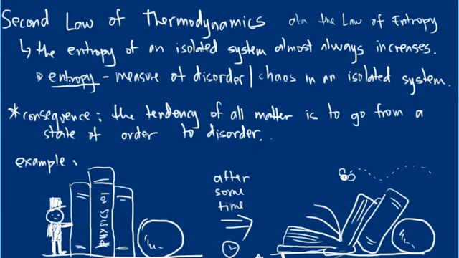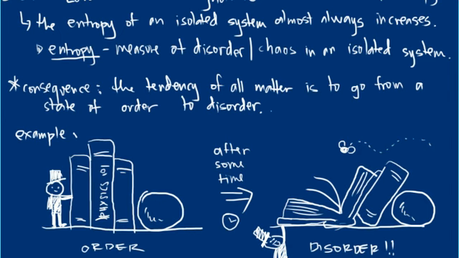So it's the measure of kaguluhan, of course, as we will always observe, the chaos in the system. So what does this law tell us? This law tells us that the tendency of all matter is to go from a state of order to a state of disorder, which is the natural tendency of all things. For example, we would have a room that is neat and tidy, like over here. And then after some time, entropy would take over, and it would go from order to disorder.